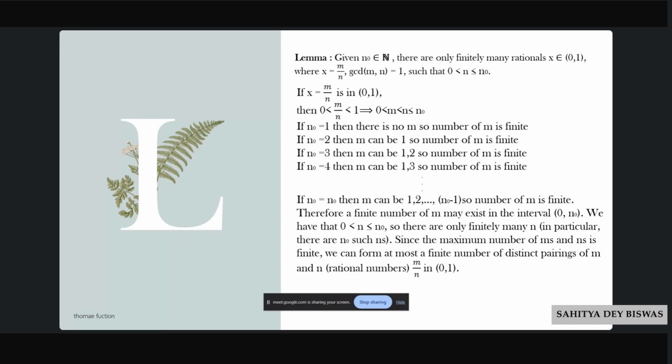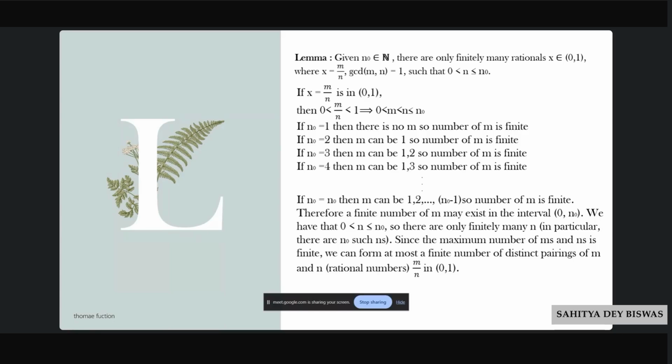So I take a rational number x in m by n form, in the open interval (0, 1). So I can write 0 is less than m by n less than 1. This implies 0 is less than m less than n, with n less than or equal to n naught. Now, if I take n naught equal to 1, then I have no choice of m, because if I choose m greater than or equal to 1, then m by n will be greater than or equal to 1, but m by n belongs to the open interval (0, 1). So I have no choice for m here.